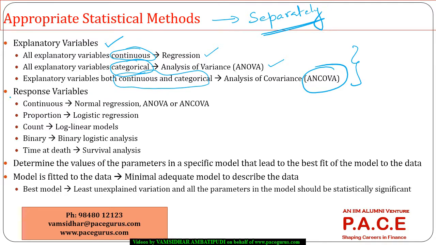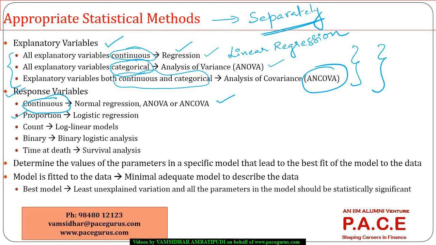Then based on the response variable also, we have different kinds of statistical methods. If my response variable is a continuous variable, then these are the three methods. Depending on the explanatory variable, I'll use a regression, otherwise called linear regression. If the response variable is continuous and the explanatory variables are categorical, I'll use ANOVA, and here I'll use ANCOVA. So if the response variable is continuous, I'll use one of these three methods.